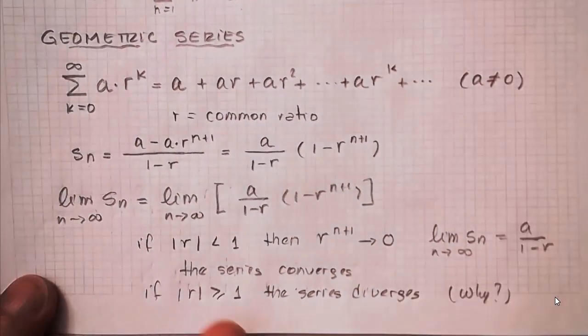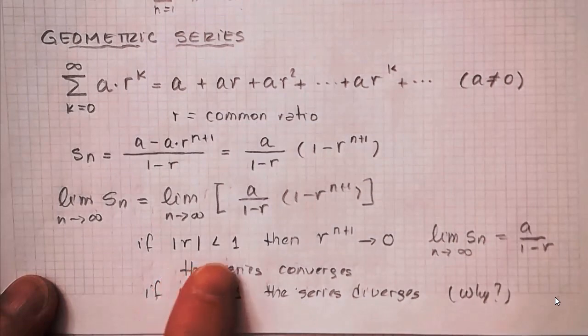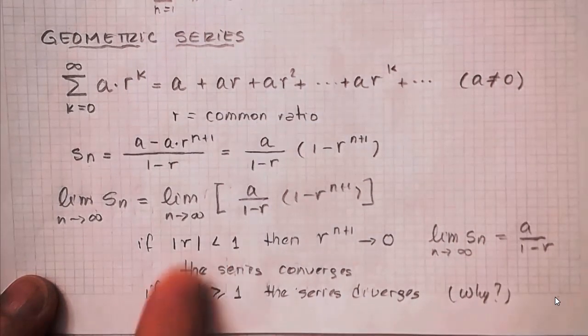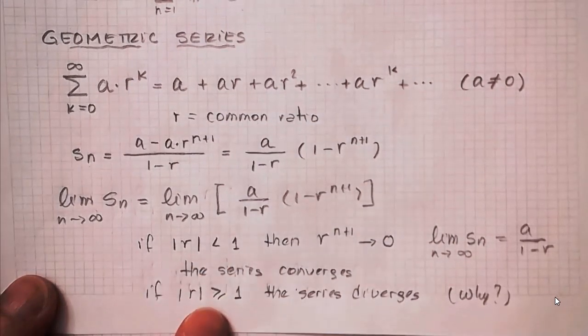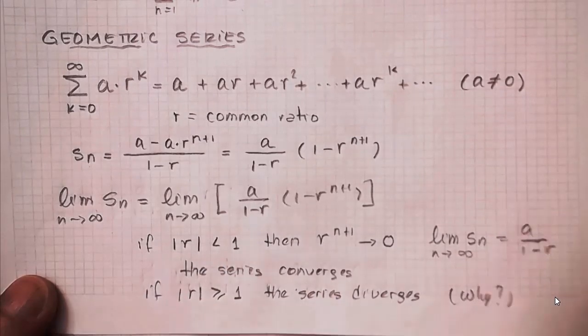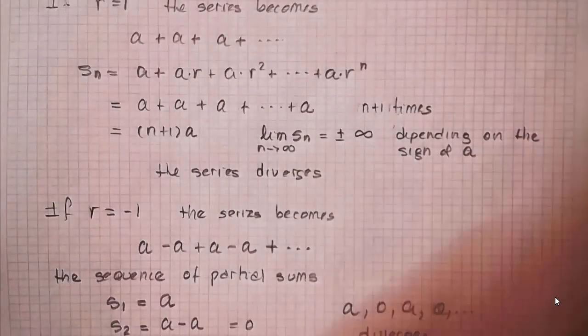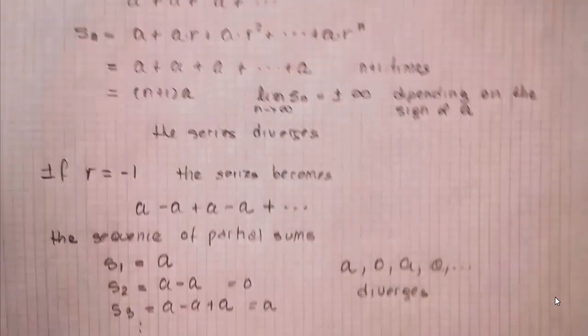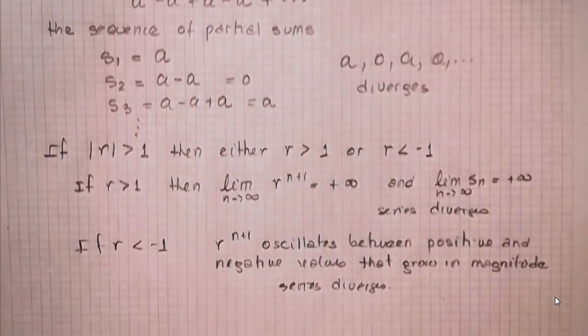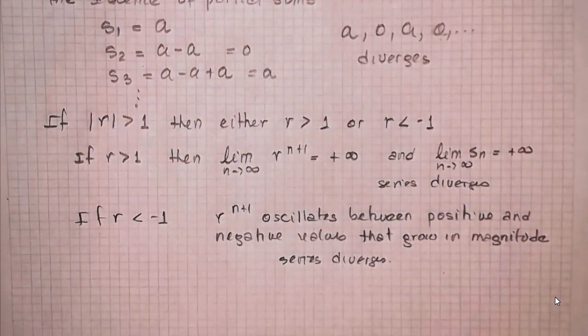So what you should remember definitely is that if the absolute value of r is less than 1, the geometric series converges. If the absolute value of r is greater than or equal to 1, the series diverges. This exercise that we did here, analyzing all those cases, it's very educational, and you will use reasonings like that in the future to determine the convergence of other series.